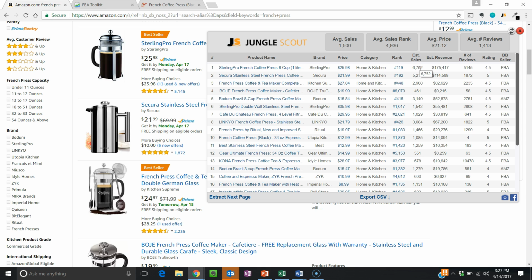Now, one thing I do want to point out, it doesn't matter what source you're looking at. Amazon puts out the bestseller ranking, so whatever software you're looking at, it'll get a snapshot in time of what that particular bestseller ranking is. You do know what the bestseller ranking is for that product, but what you don't know is how many units that ranking is selling.